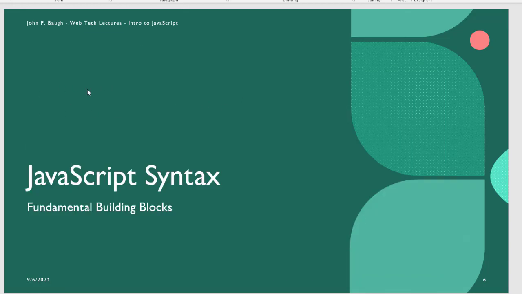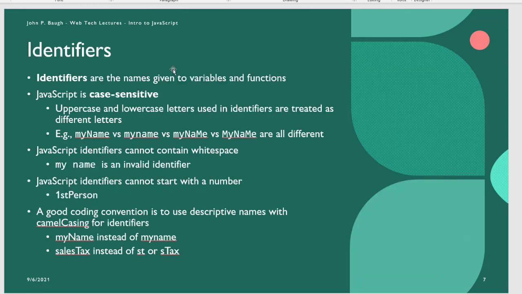So, some basic syntax we're going to use with JavaScript. Identifiers are the names given to variables and functions. We have to remember that JavaScript is case sensitive. So uppercase and lowercase letters used in identifiers are treated as different letters. So these examples are all different.